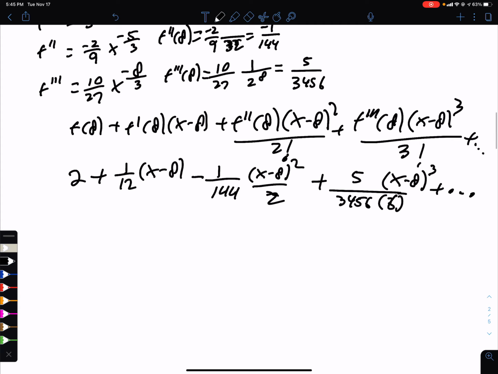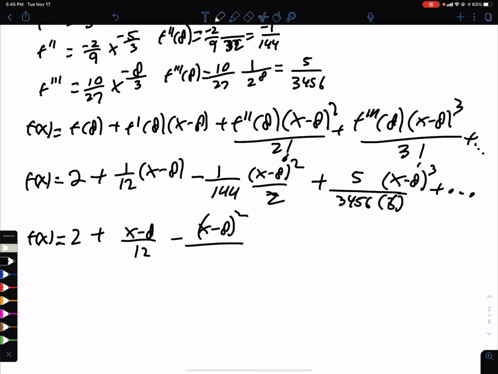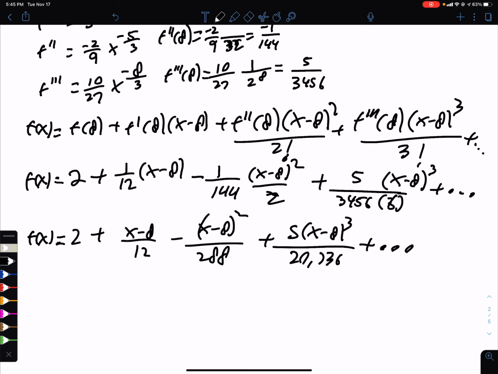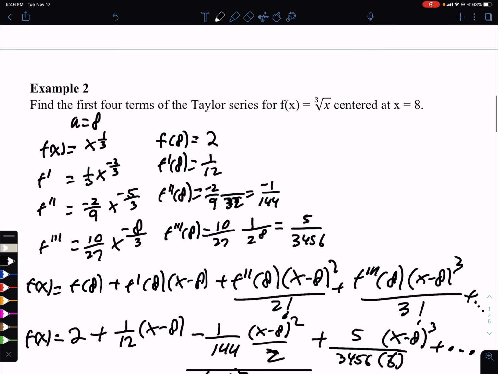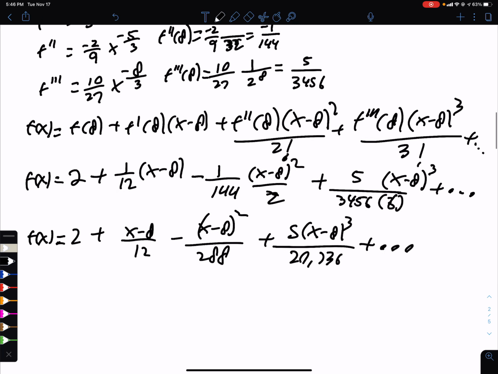And I guess we can simplify this. I have all the answers. 2 plus, and we'll say this is our original function f of x, 2 plus x minus 8 over 12 minus x minus 8 squared over 288 plus 5 x minus 8 cubed over 20,736 plus dot, dot, dot. So that's the first 4 terms of the Taylor series centered at 8 for cube root of x.